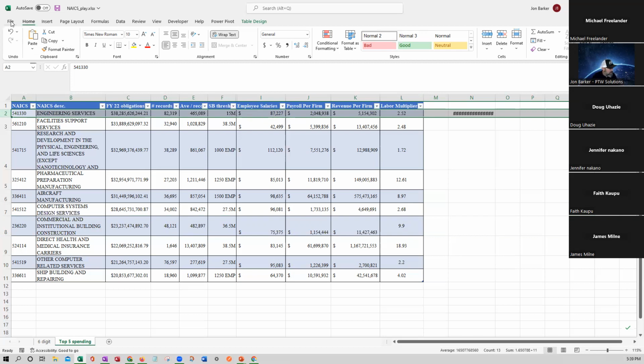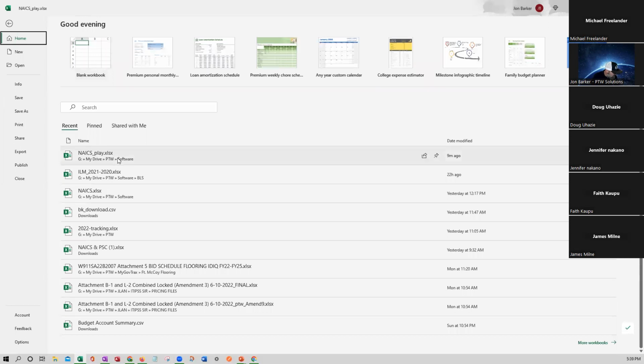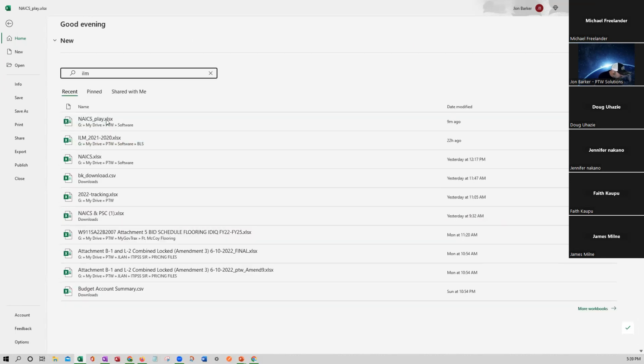And here's another spreadsheet I want to show you. Where did it go? Just pulled this out yesterday.